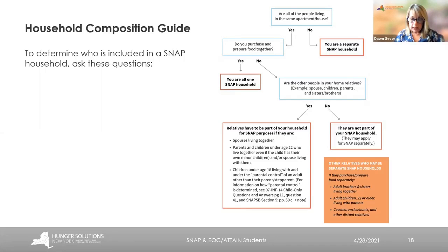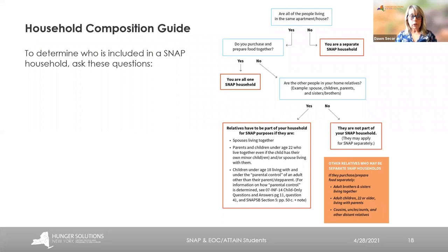What you're seeing here is our household composition desk guide, which walks folks through by asking questions. It helps decide who in the household has to apply together. A SNAP household is defined as people who live together and purchase and prepare meals together. Household composition is really important when you're screening for SNAP eligibility, because individuals included in the SNAP household must have all of their income counted when determining eligibility and looking at gross income.